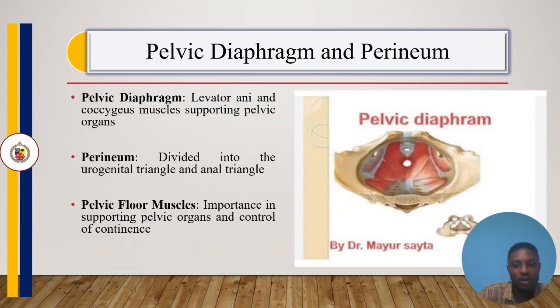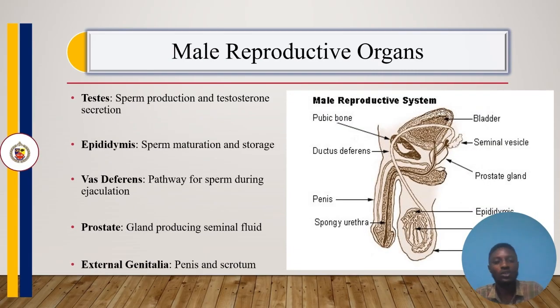We'll also be looking at the pelvic diaphragm and the perineum, in which the perineum is divided into the urogenital triangle and the anal triangle. I hope you can see a diagram representation of that here. We'll also be looking at the pelvic floor muscles, in which we're talking about the importance in supporting pelvic organs and control of continence.